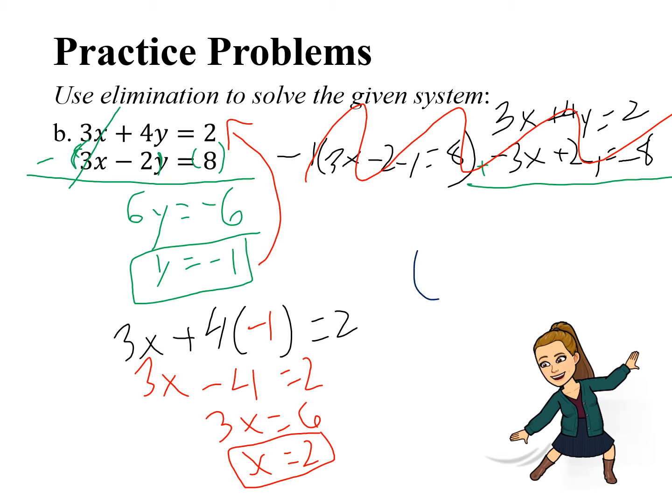Last step here, I'm going to write it out as an ordered pair. Even though I solved for y first, my ordered pair is always going to list my x value first and my y value second. So I find out that the solution to this system is 2, negative 1.